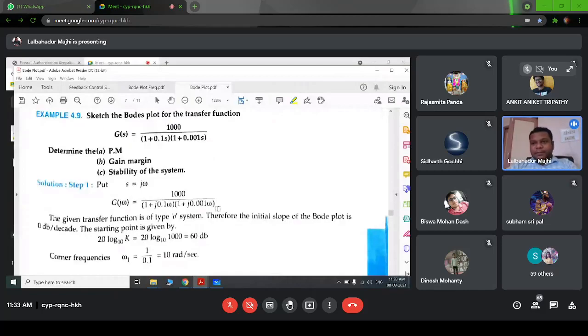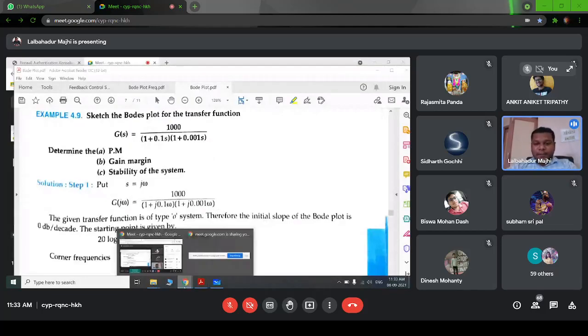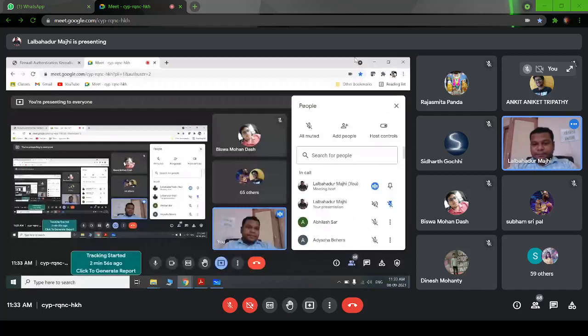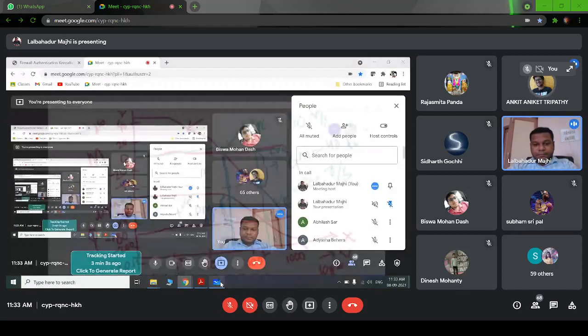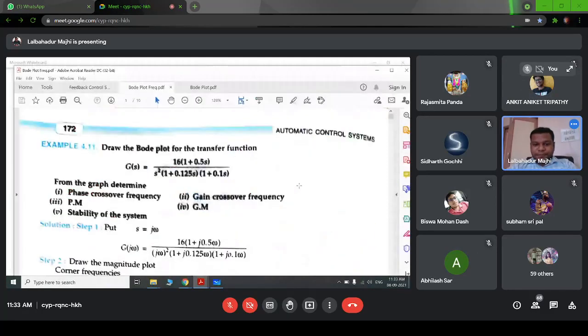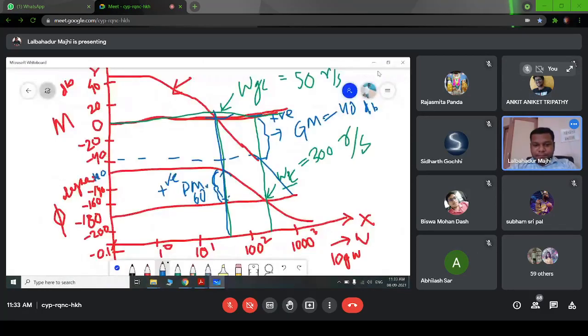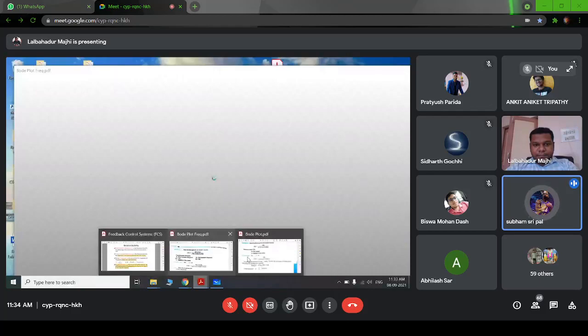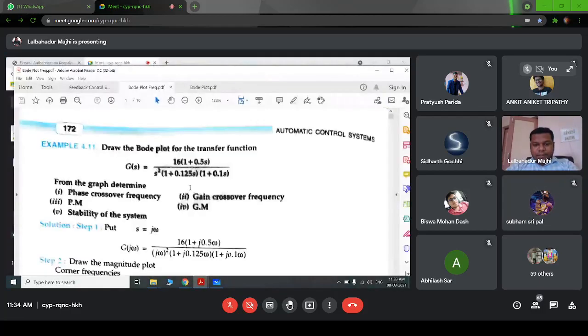This is a type 0 system. So what will be the starting point of our magnitude plot? 0 degree, 0 degree per decade. Which is the starting point and which is the slope? Slope 60 degree per decade.